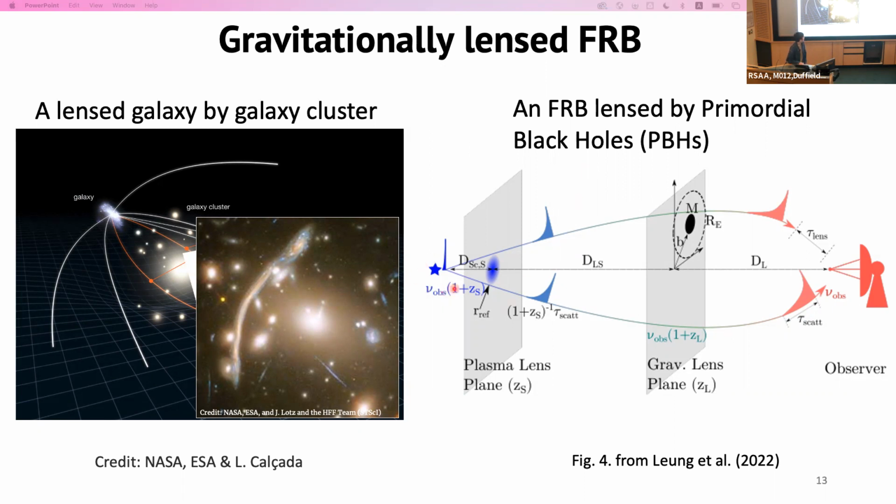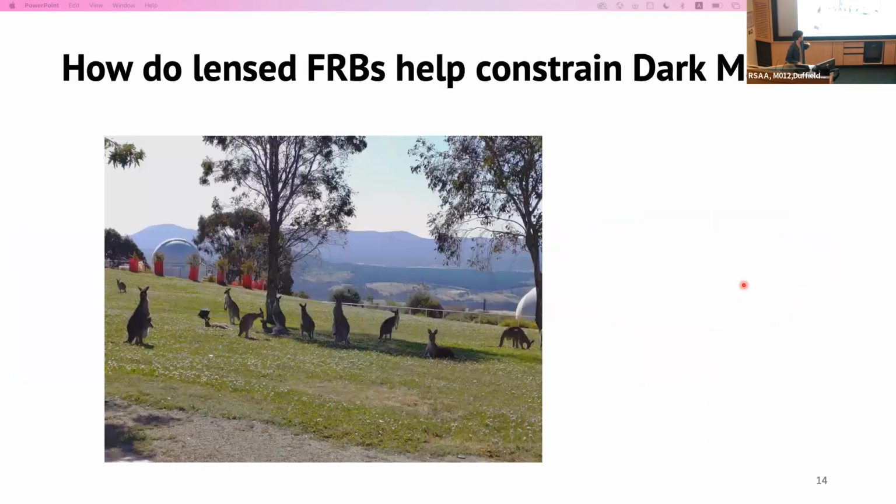So here you can see the fast radio burst coming from here, and then later it is lensed by the plasma lens and also the gravitational lens, which is the PBH here. Instead of bending the light here, the fast radio burst signal is being separated into two bursts with a time delay of tau lens. So this is how gravitationally lensed FRBs are detected.